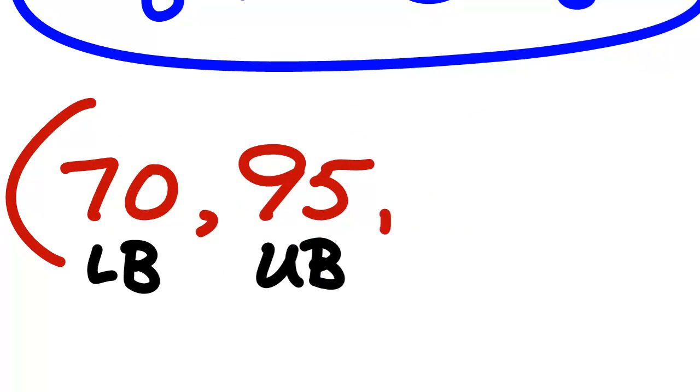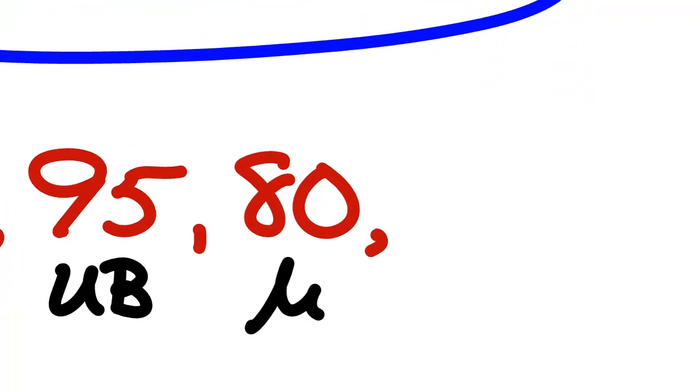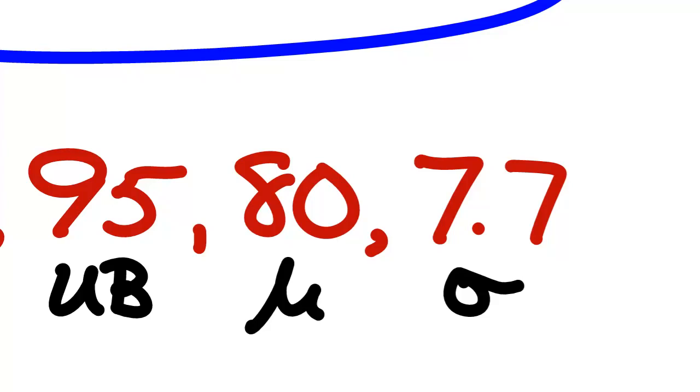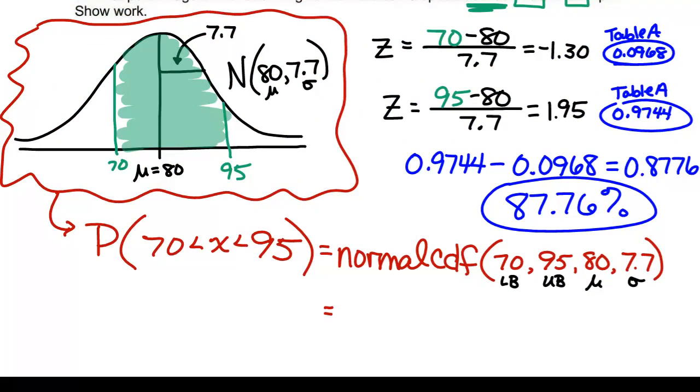Then we need our mean, 80. Label that as mu. And standard deviation, 7.7. There's our standard deviation. Close my parentheses. I'm going to have to write my answer down here. Let's go practice putting that in the calculator now.